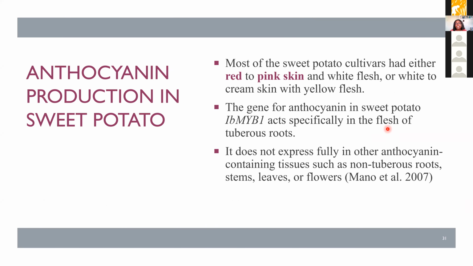In sweet potato, most of our red and pink skin varieties and white and yellow flesh varieties have this anthocyanin production. So the gene is there in all the varieties that we saw. It is expressed fully in the tuber flesh and not much in the other parts of the plant, however, in sweet potato. And it is known from a different study that there is more of the anthocyanin in some deep red varieties than the yellow flesh or white skin varieties.